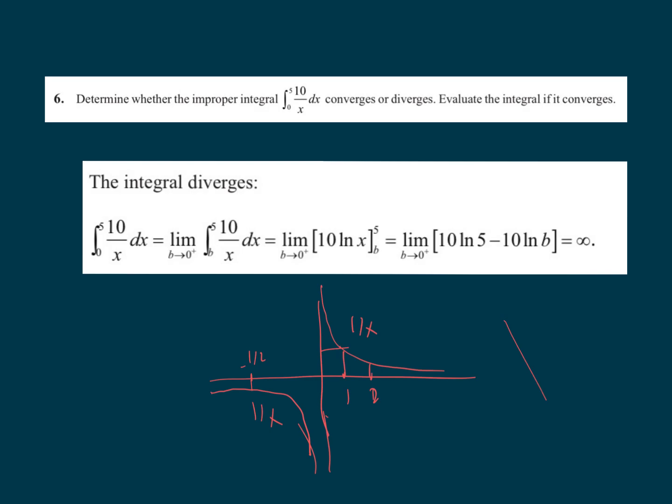So, let me write here minus 1 half. When x is minus 1 half, y is minus 2. And when x is minus 1, y is minus 1. When x is minus 2, y is minus 1 half. Okay, but the integral is from 0 to 5.